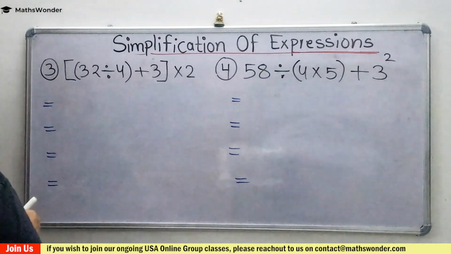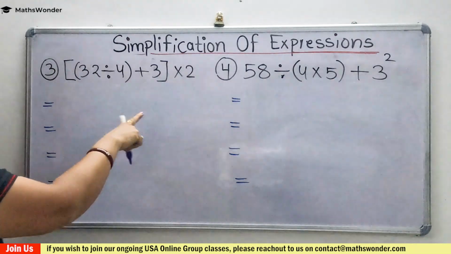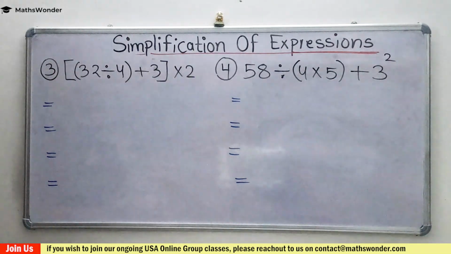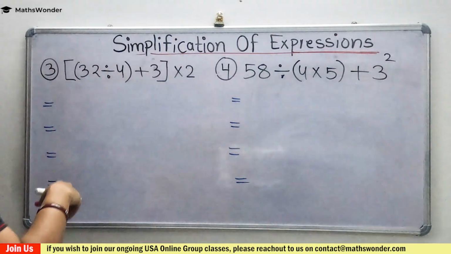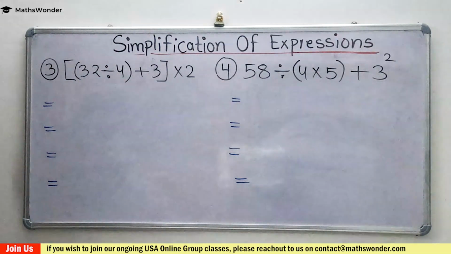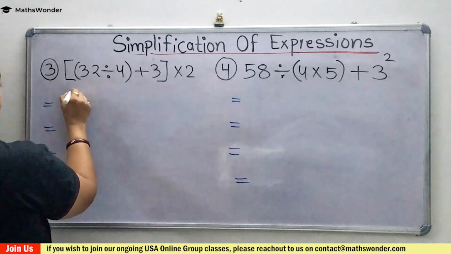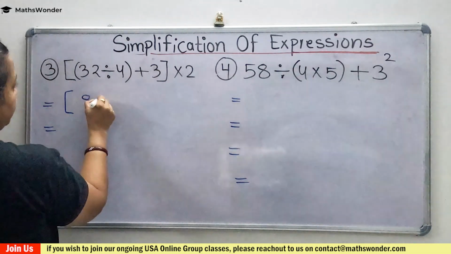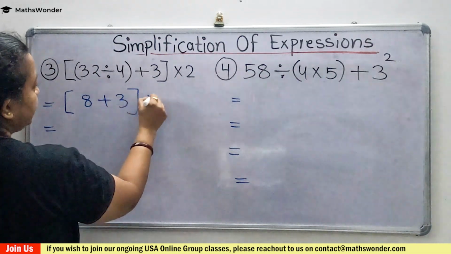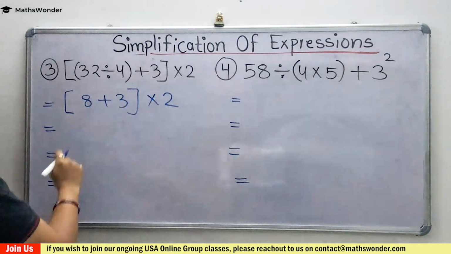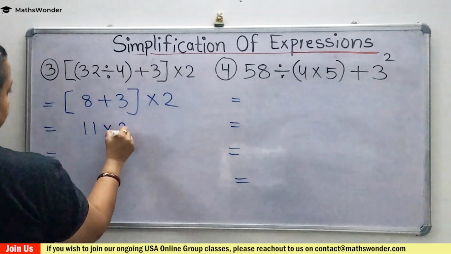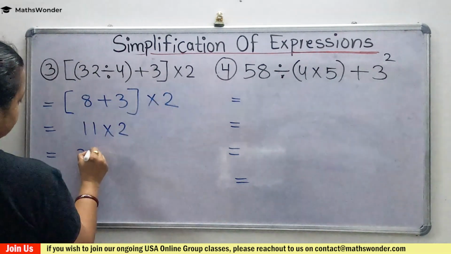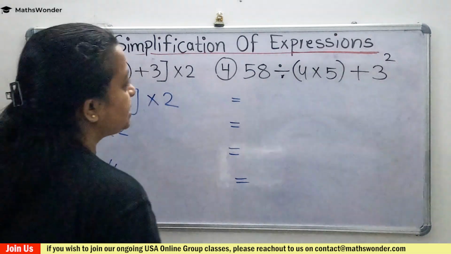Okay. Now come to the question. First, according to our rule, we will solve this parenthesis, right? So 32 divided by 4 is 8. Then 8 plus 3 is 11, times 2. That'll give you 22. Correct. So this is the answer here.